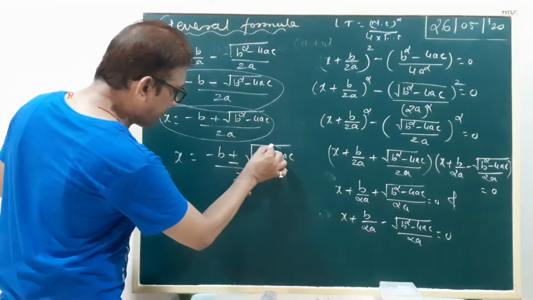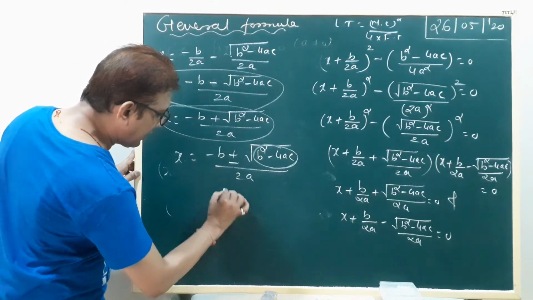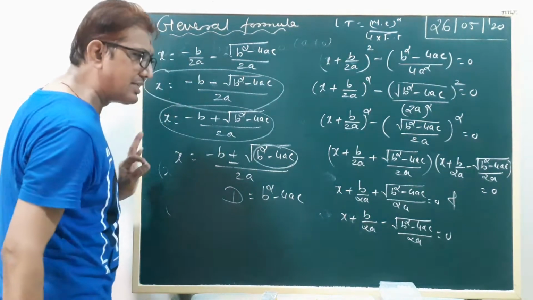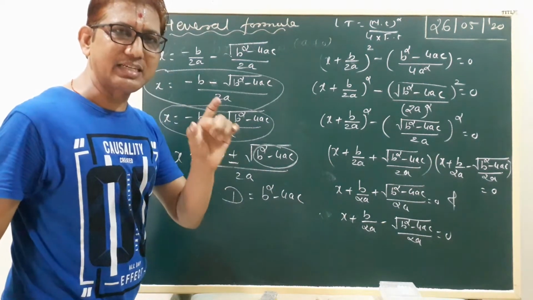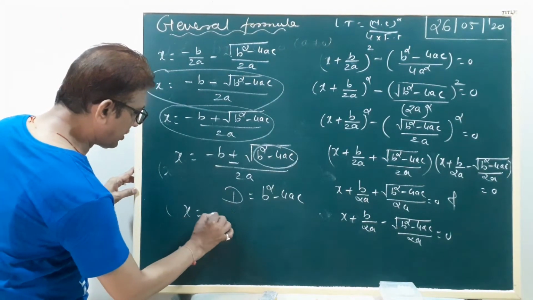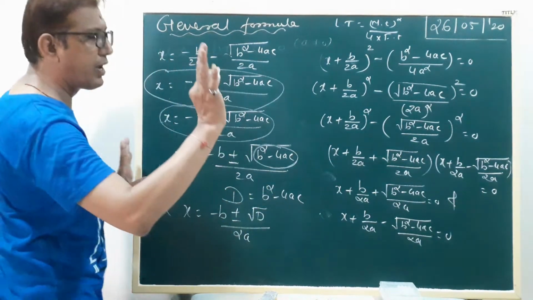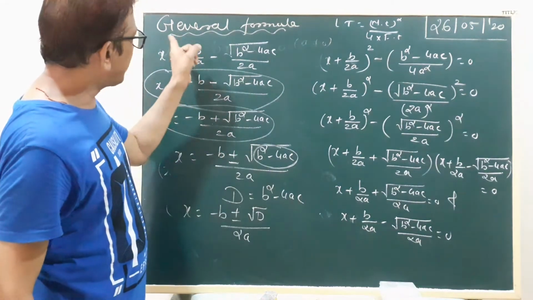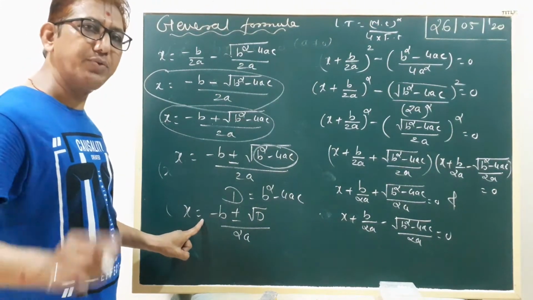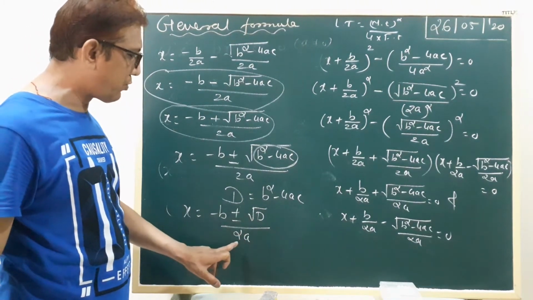You can use the symbol D for b square minus 4ac. D equals b square minus 4ac. It is called the discriminant. Clear? So your formula is x equals minus b plus minus root D upon 2a. This is for our quadratic equation ax square plus bx plus c equal to 0. Our two solutions, our two roots, our two zeros are minus b plus minus root D upon 2a.